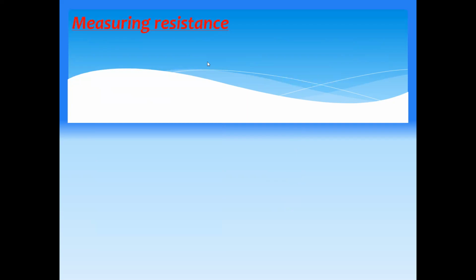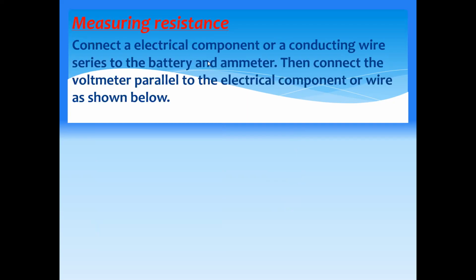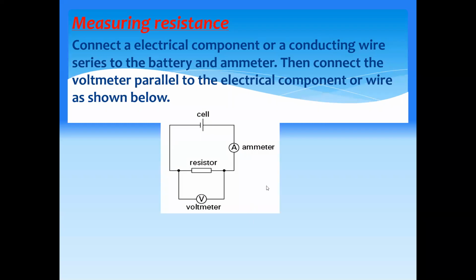Practically, if we want to measure the resistance, what can we do? We'll connect an electrical component, an ammeter in series, then we'll connect a voltmeter in parallel and measure the voltage and current, and we'll get the resistance of the component.